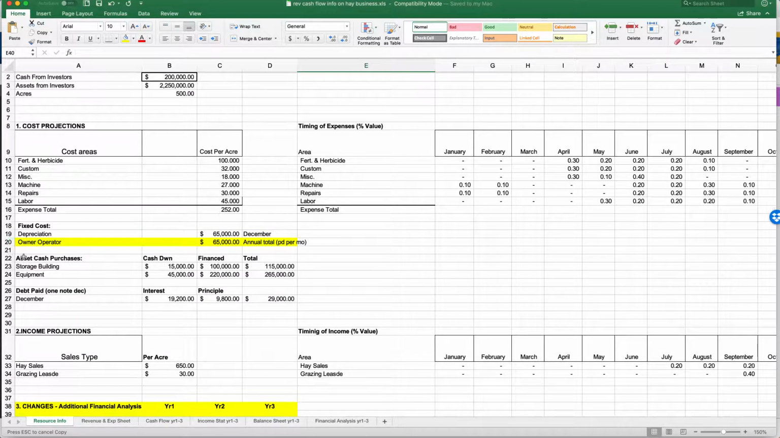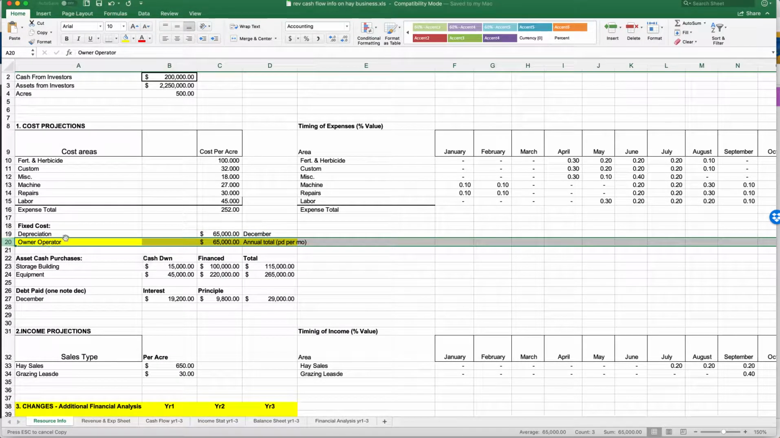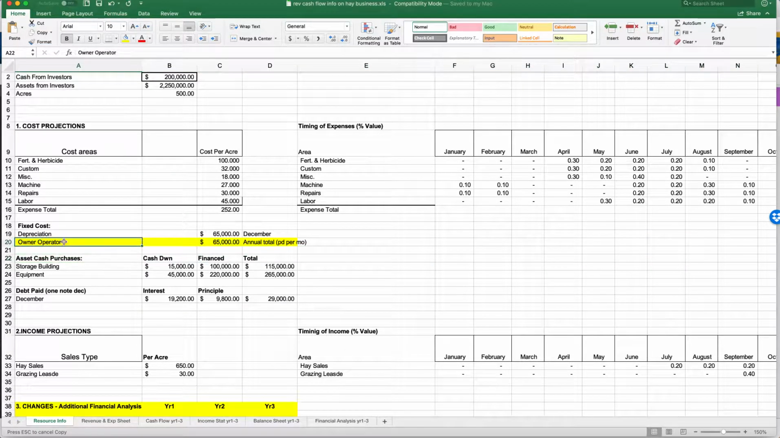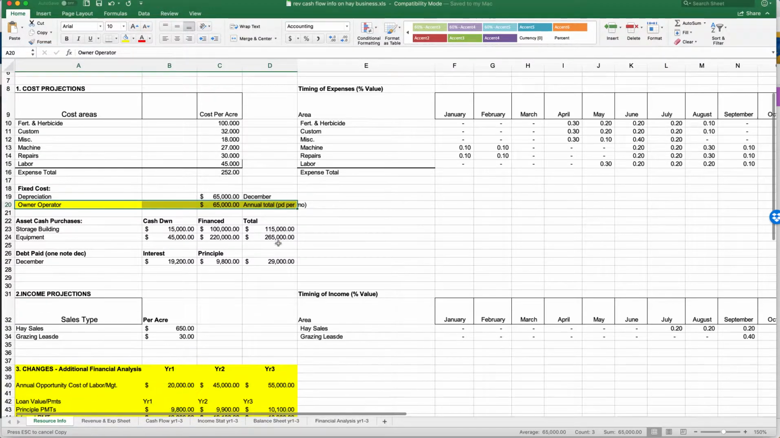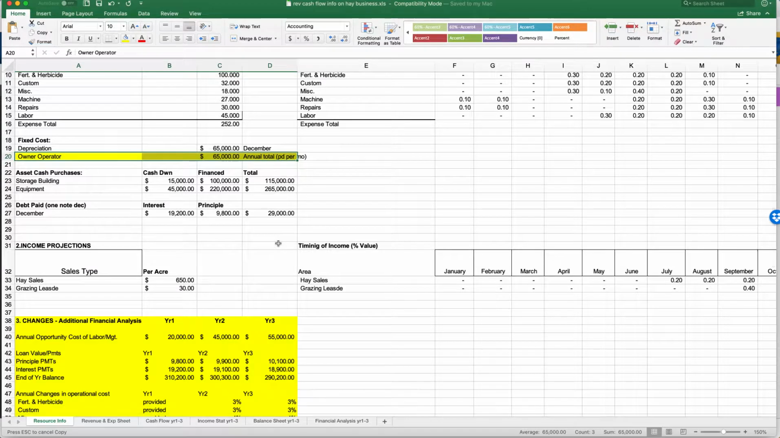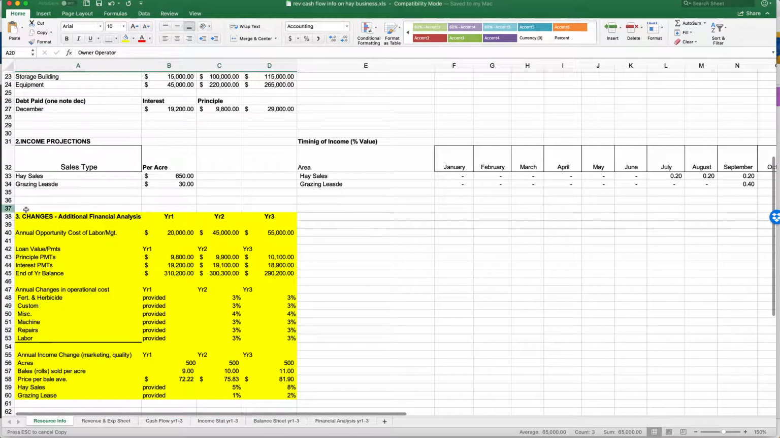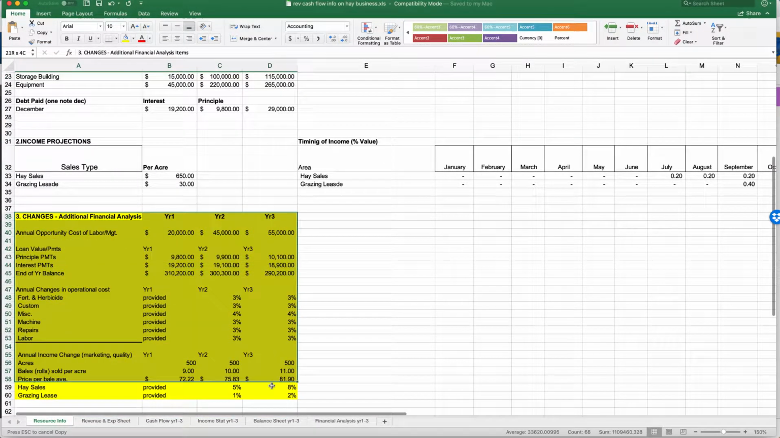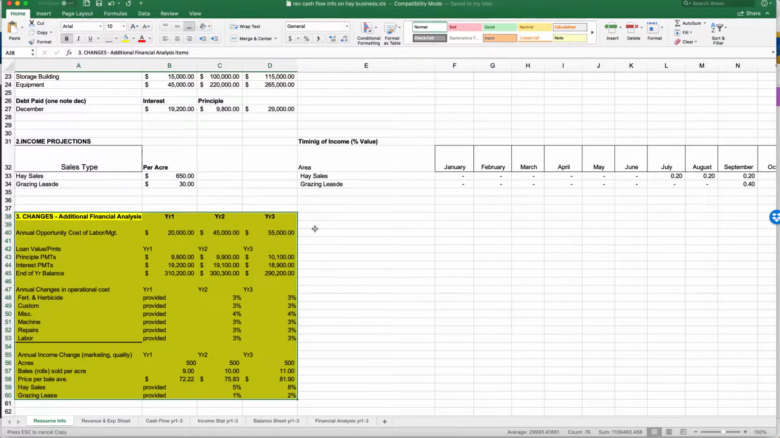One is our resource page, just like before, but I made some changes and tried to highlight them in yellow. Owner-operator, we had $80,000 in there, and looking at our budget, we decided that that's probably a little too much from a financial investment for the owner to operate. If we're successful, then we'll talk about raises. But let's back down to $65,000 a year. So I made that change on the resource page, which actually made the change the rest of the way through the sheet. I also added for you the changes that we're looking at for years 1, 2, and 3.